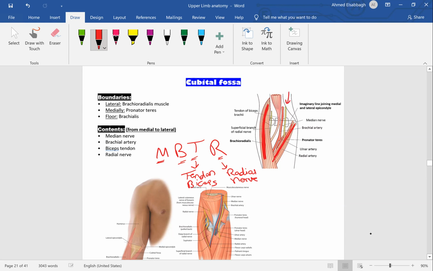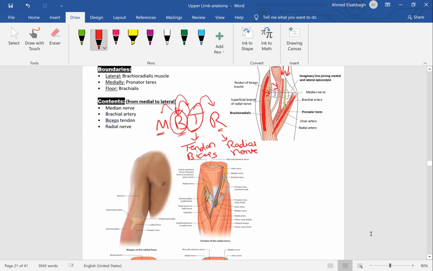So from medial to lateral: M, median nerve. Then the brachial artery. Then the biceps tendon. And the last one is the radial nerve. In the final exam, he will, for example, give you the biceps tendon and ask you what is the lateral structure, what is the medial structure to the biceps tendon, or give you the brachial artery, what is medial and what is lateral, and so on. The order of these structures is very important.